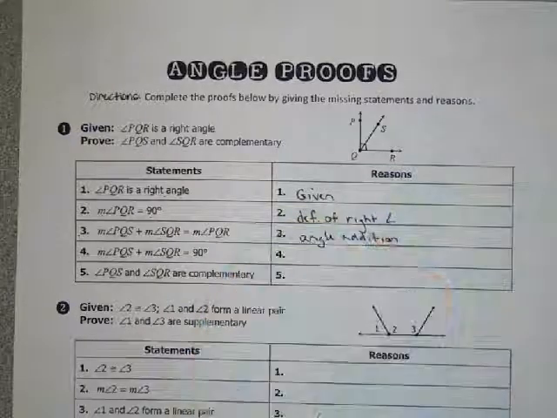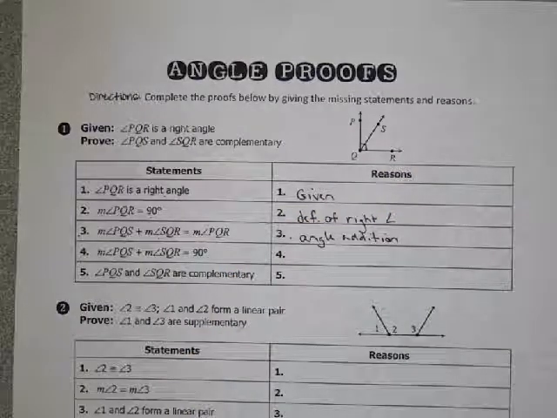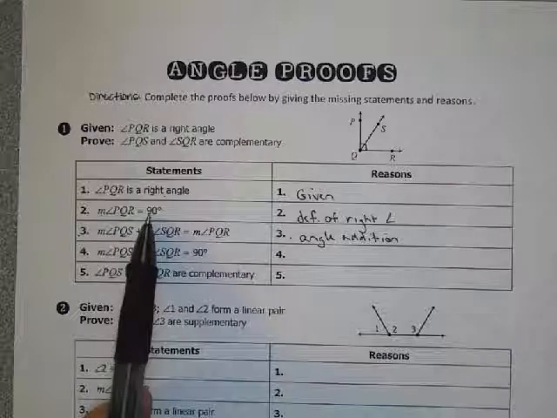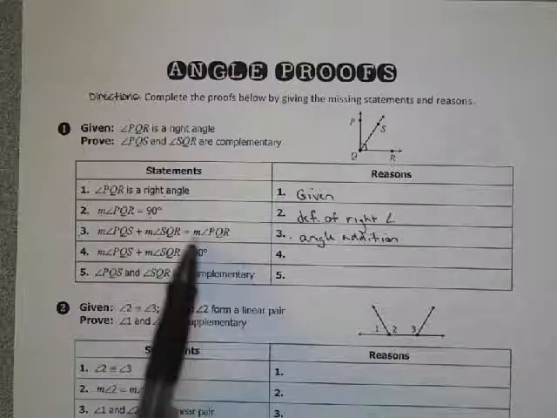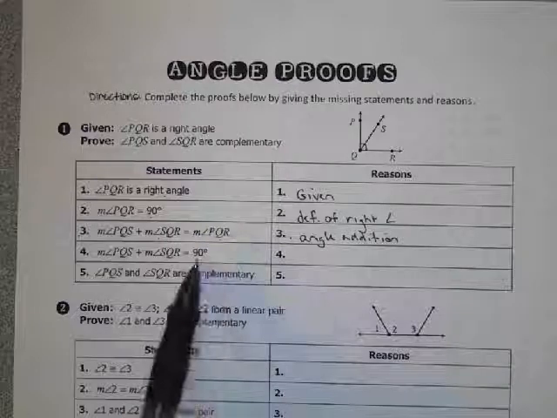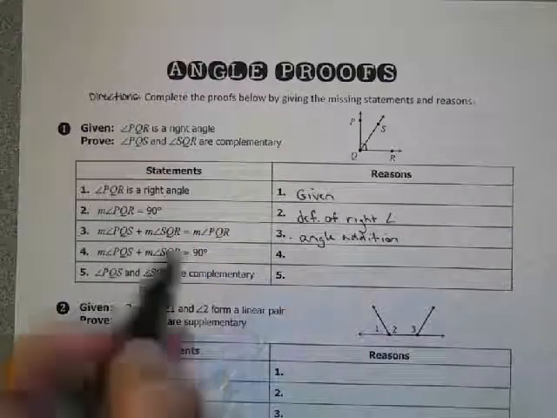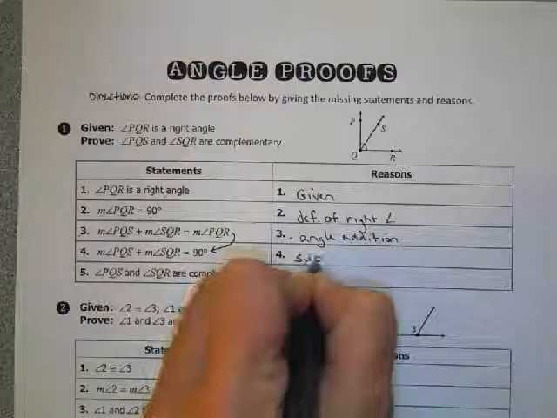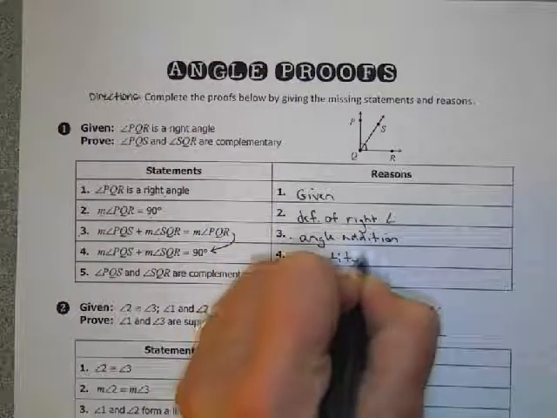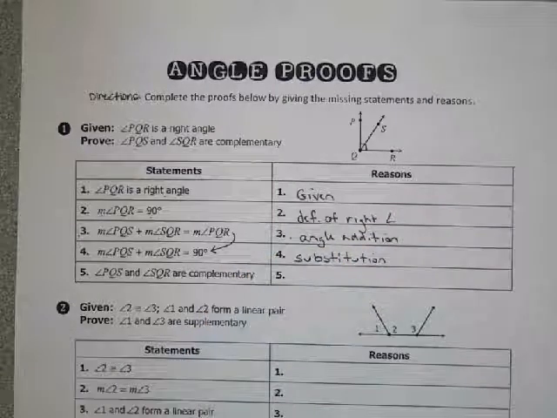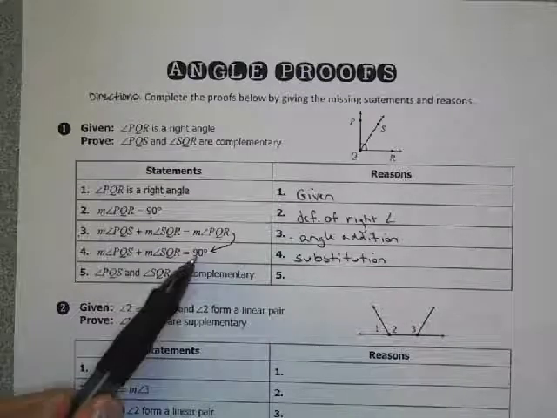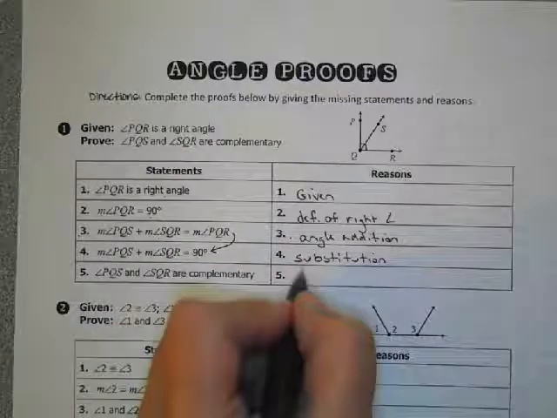And then I know that angle PQR equals 90 degrees. So instead of putting the measure of angle PQR here in letters, I can put the degrees that it equals. So since I'm replacing PQR with 90, this is substitution. And then finally, since the sum is 90, I know that these two angles are complementary by definition of complementary angles.